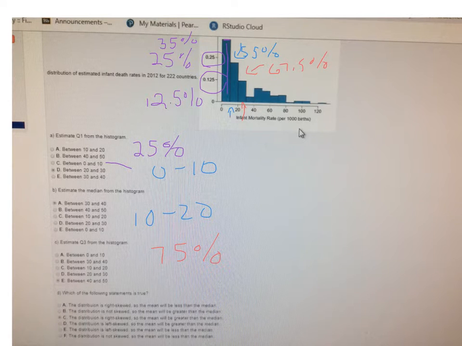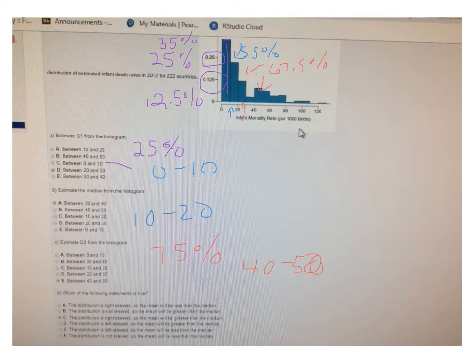Hard to say exactly how much that is. I don't think it's going to be enough to get us to 75%, because it's definitely not even half of the 12.5%. So I'd say we need to move into the next bar even, which is this one right here. And that one is the 40 to 50. And so we're going to use the 40 to 50. I see you have that answer already indicated there, so that's good.